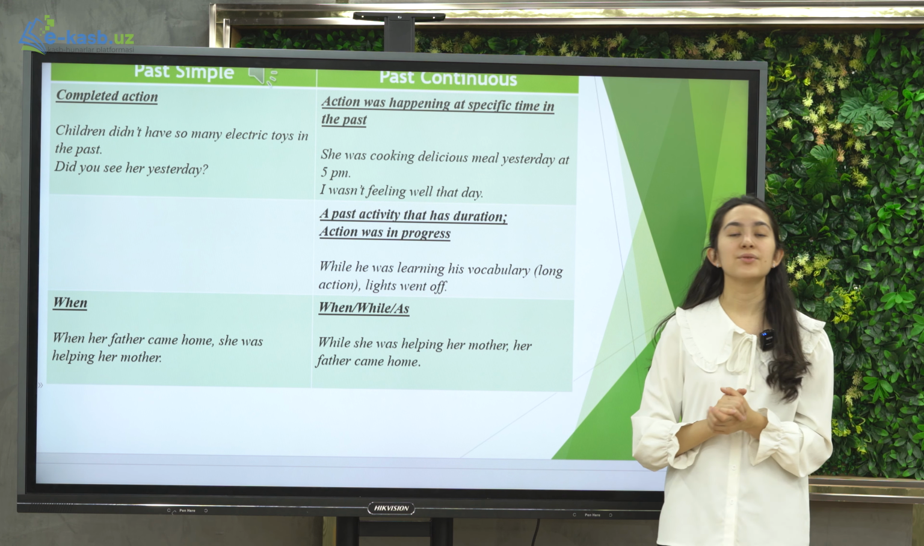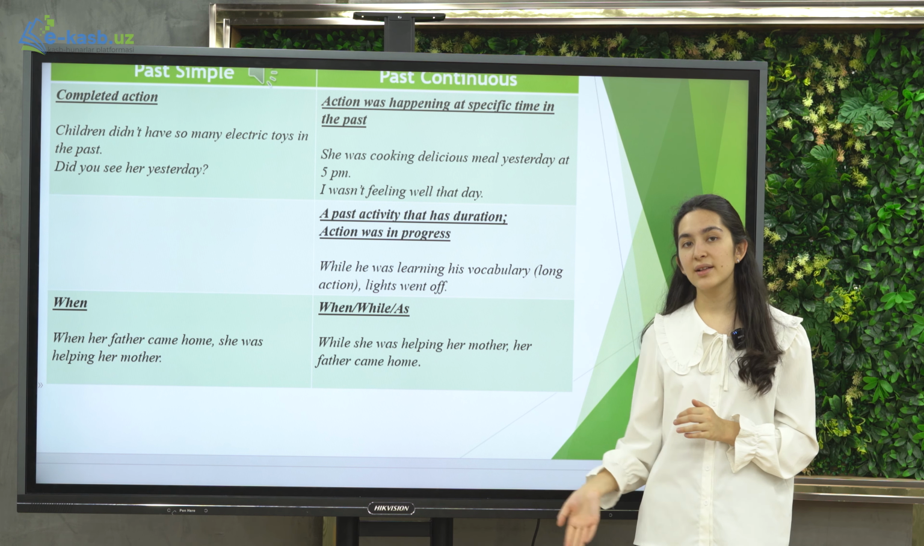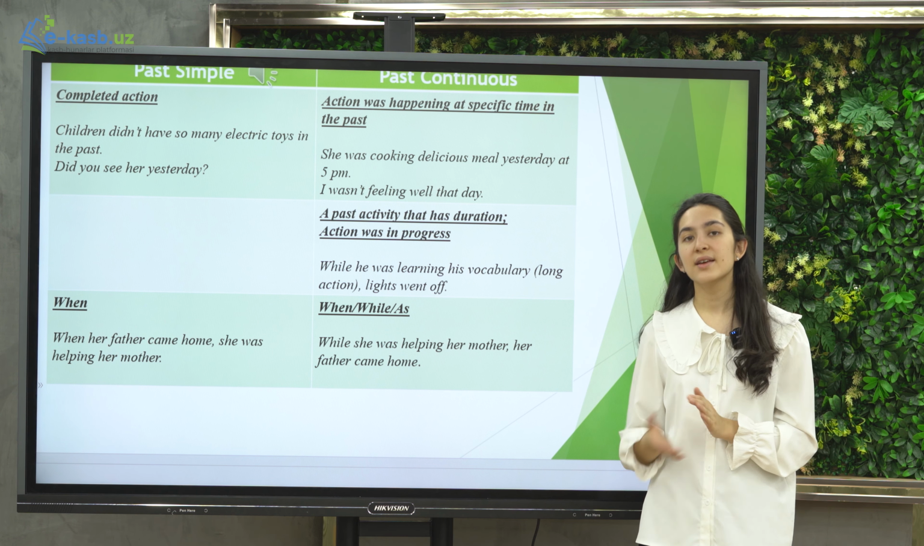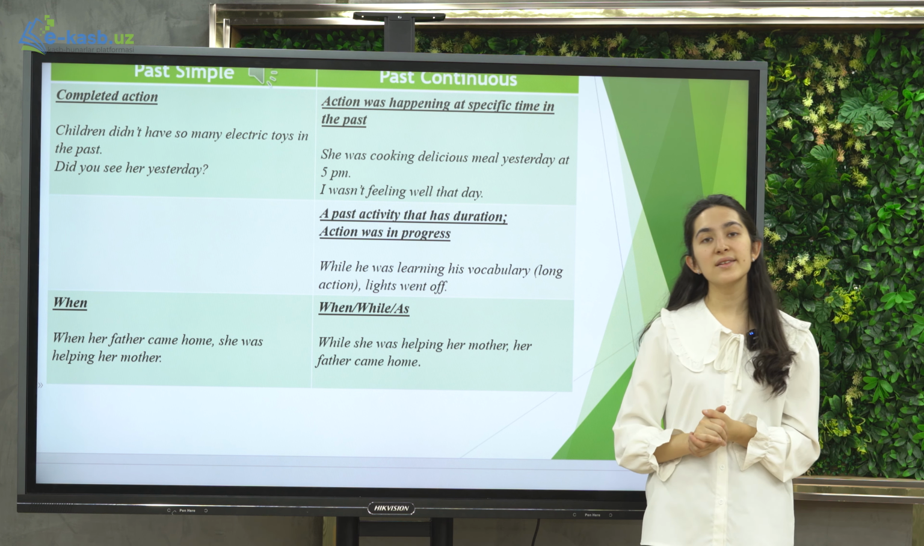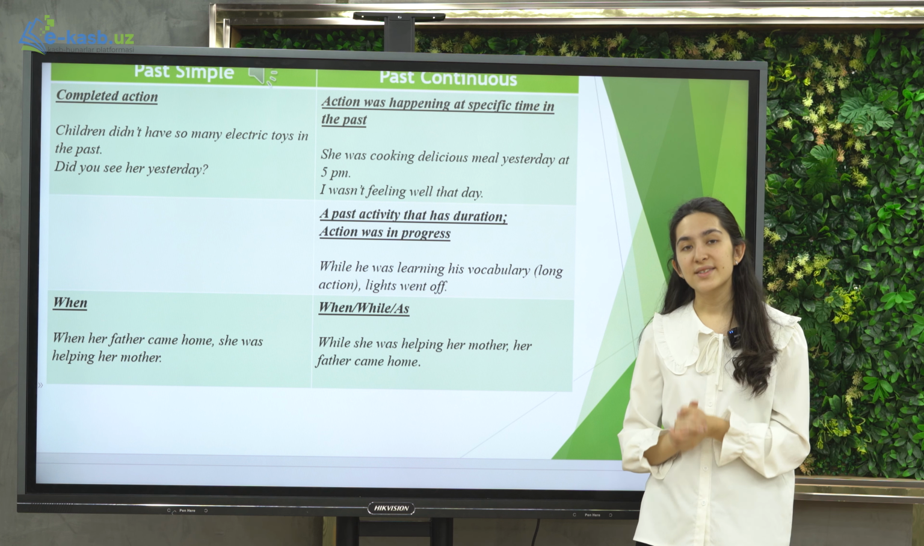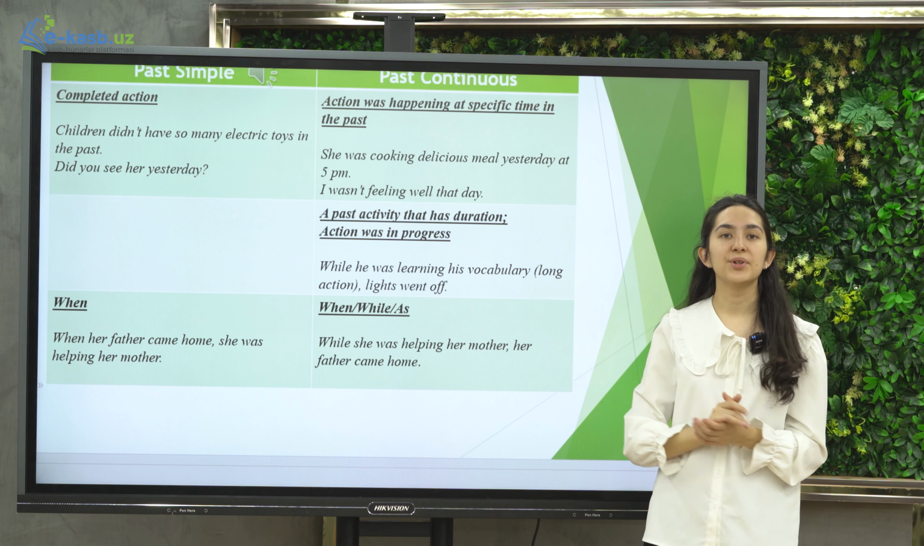So while means o'sha paytida. Please, can you make one sentence with while, one sentence with as, and one sentence with when? And in all three sentences, you must use past simple and past continuous. And I will give you one example with as.